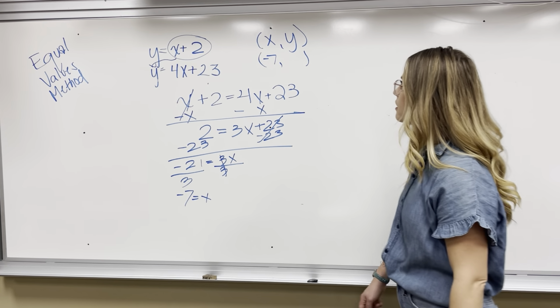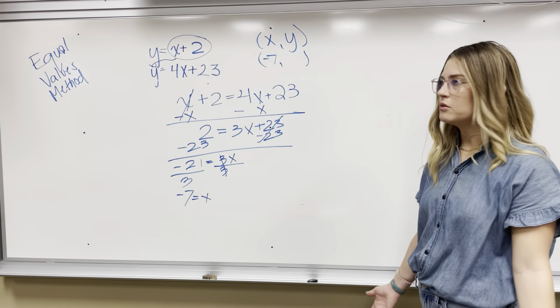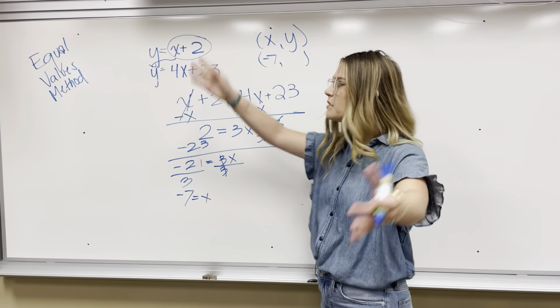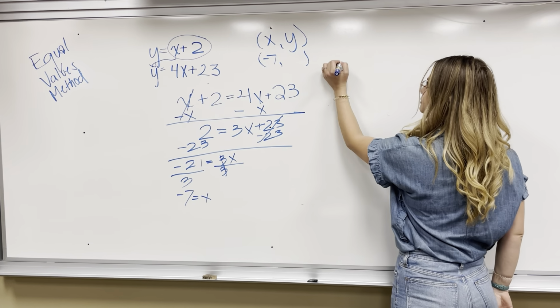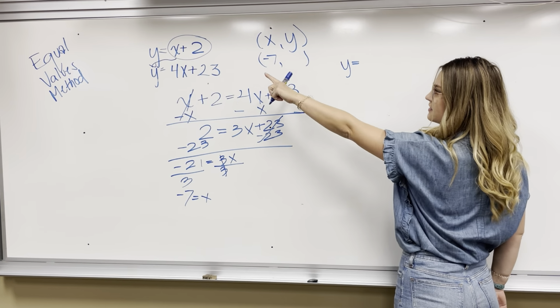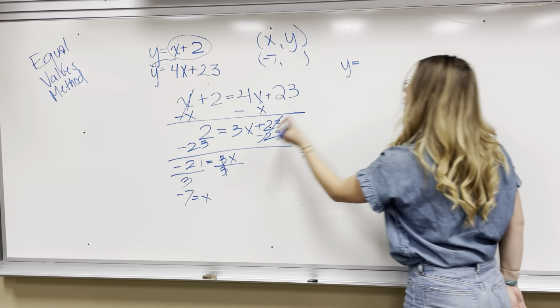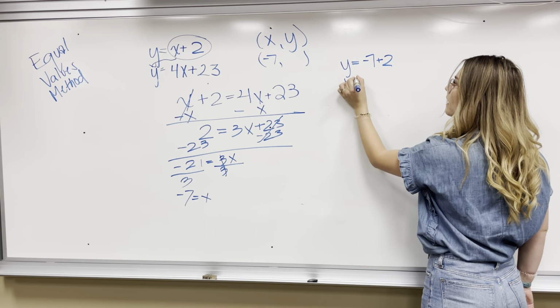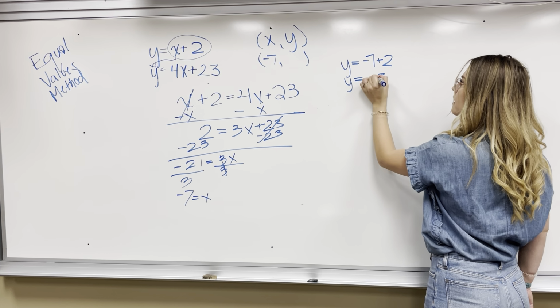We need to go solve for our y. And now I get to be picky. Which equation do I want to plug it into? I think I'm going to go the top one. It just seems a little bit more simple. So y equals, and instead of x, I'm going to get what we found for x, negative 7 plus 2. So y equals negative 5.